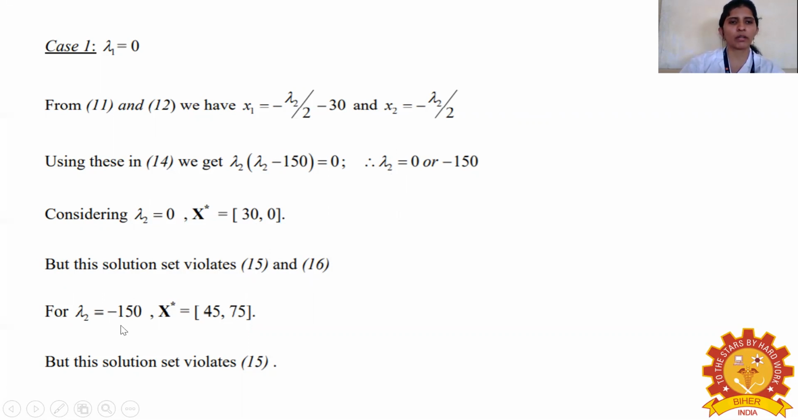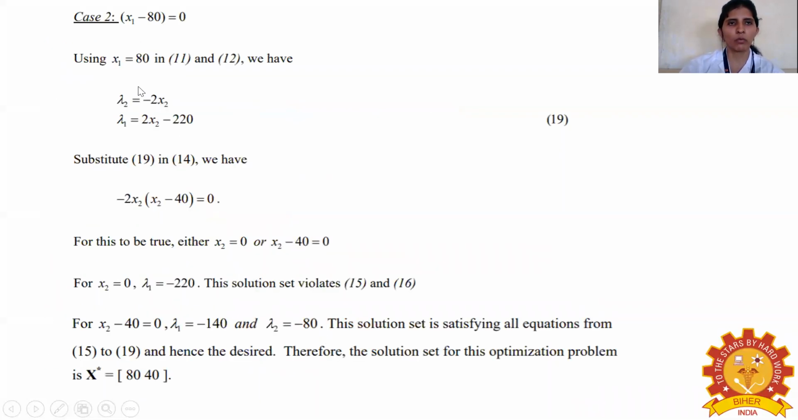For lambda 2 to be equal to minus 150, we get x star is equal to 45, 75. But this solution set violates equation 15 again. Okay, so now we move on to the next step, that is case 2: x1 minus 80 will be equal to 0. So using x1 equal to 80 in equations 11 and 12, we have lambda 2 is equal to minus 2x2 and lambda 1 is equal to 2x2 minus 220.